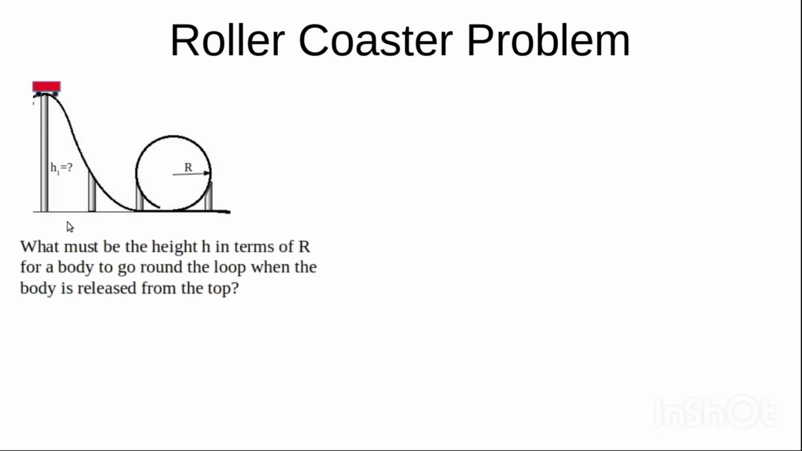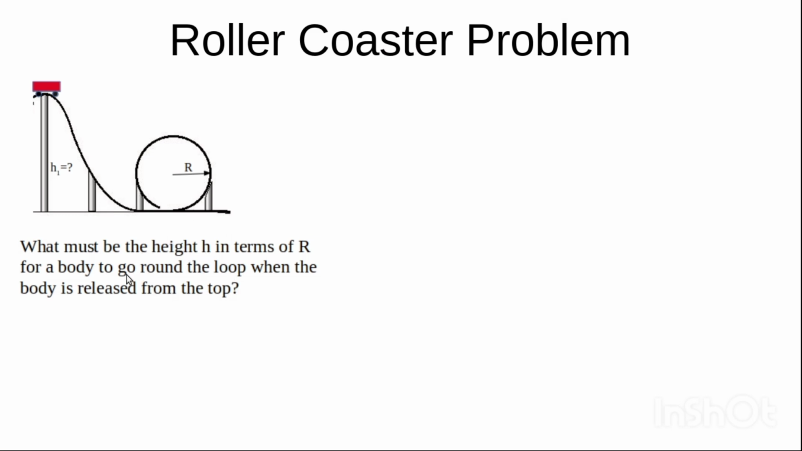So we have: what must be the height h, that's this height, in terms of r, the radius of this loop, of a body going around this loop when the body is released from the top? So you can pause this video and see if you can solve it. Then you later come back to compare your answer with my answer.